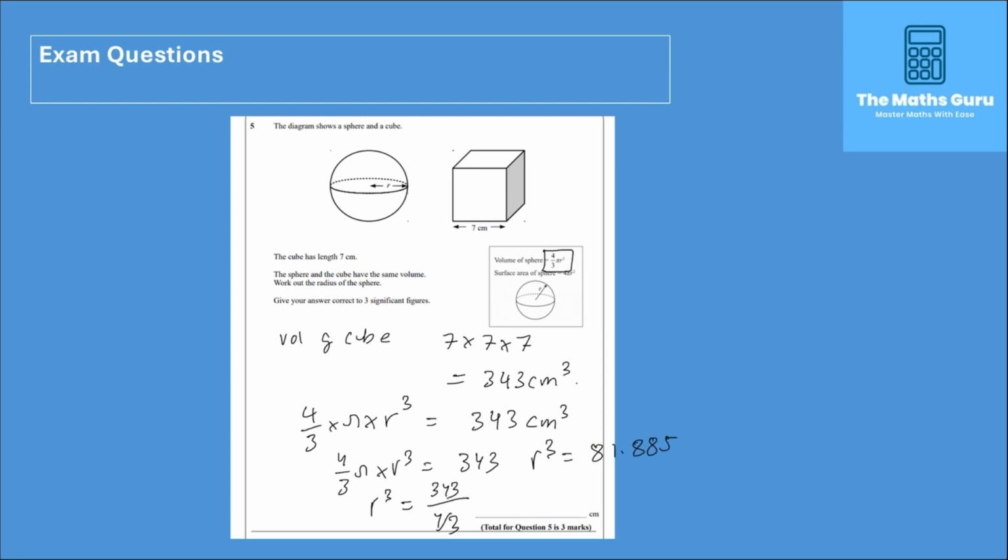81.885. Then we notice that our r, what we need to find out, is being cubed. So to reverse this, we cube root both sides. So our r is equal to the cube root of 81.885. And this is going to give us an answer of r is equal to 4.34 centimeters. So that is our answer here.